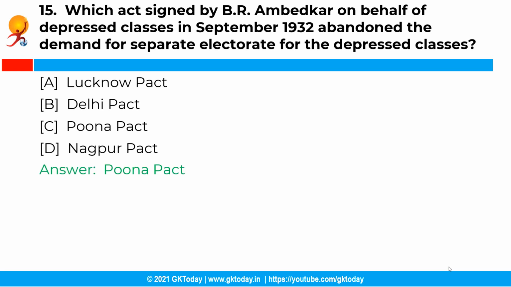See, the agreement known as Pune Pact that was signed by Dr. B.R. Ambedkar on behalf of the depressed classes retained the Hindu joint electorate and gave reserved seats to the depressed classes. Now it abandoned the demand for separate electorates for depressed classes as well.